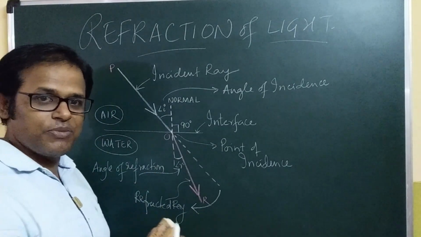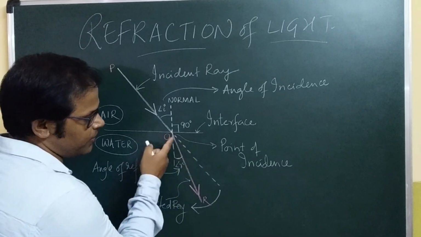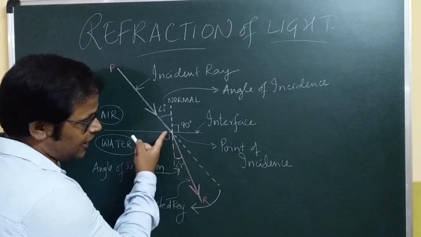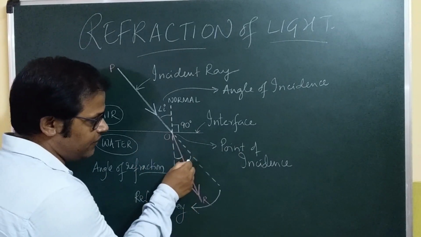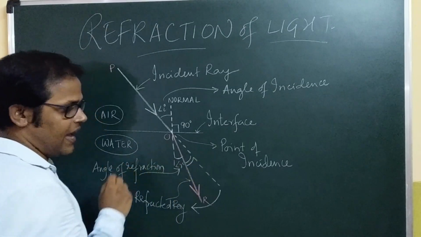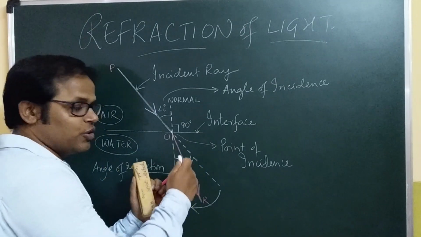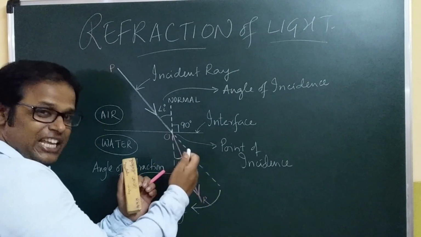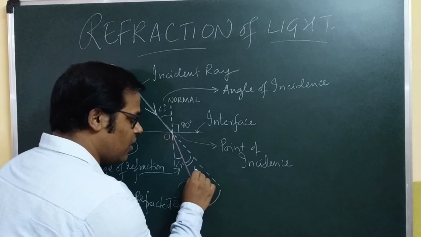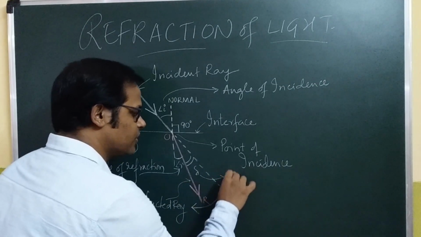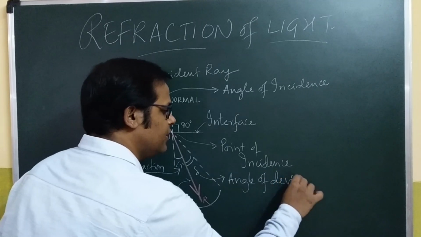Let me tell you something more. In this case, the original direction which is shown by the dotted line and the actual direction shown by the pink line, there is an angle of deviation created. This is the angle by which the ray of light did not go straight, but rather it has bent inwards towards the normal. This is called angle of deviation. So let me write it over here. This is called angle of deviation.